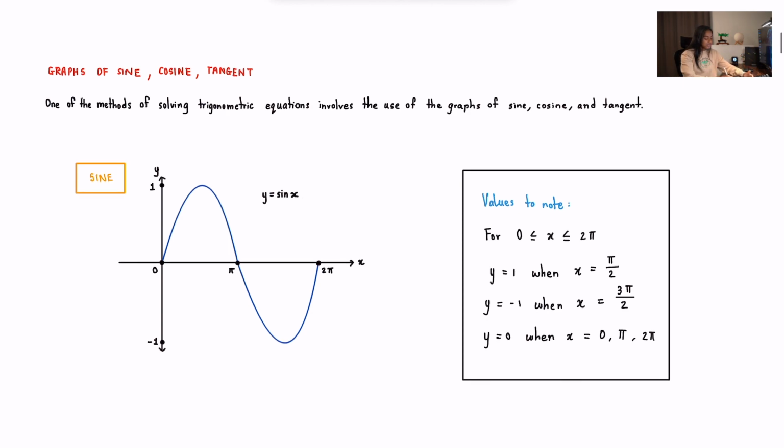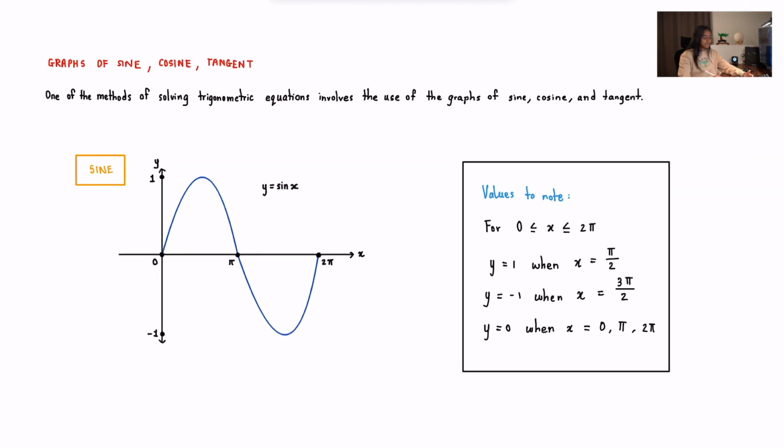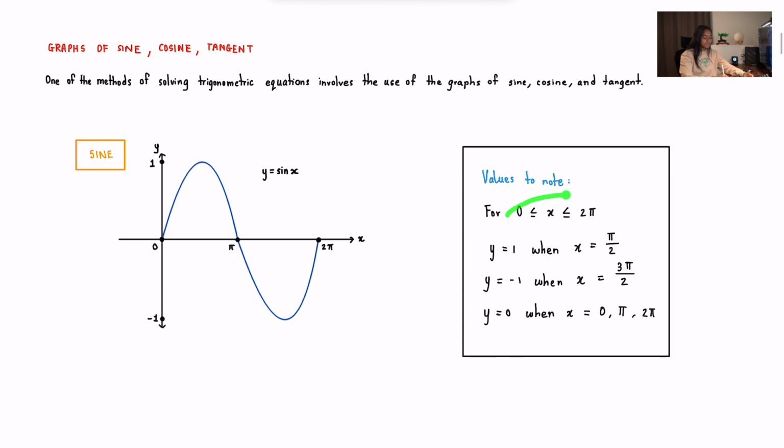So, for the sine graph, particular values to note, between these boundaries, 0 and 2 pi: y is equal to 1 when x is equal to pi over 2. Y is equal to minus 1 when x is equal to 3 pi on 2. And y is equal to 0 when x is equal to 0, pi, or 2 pi. Alright, so that's the sine graph.